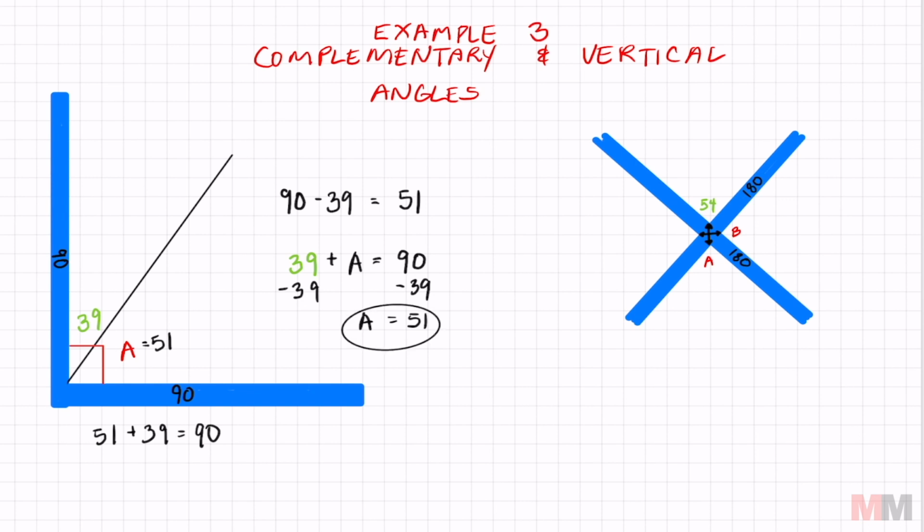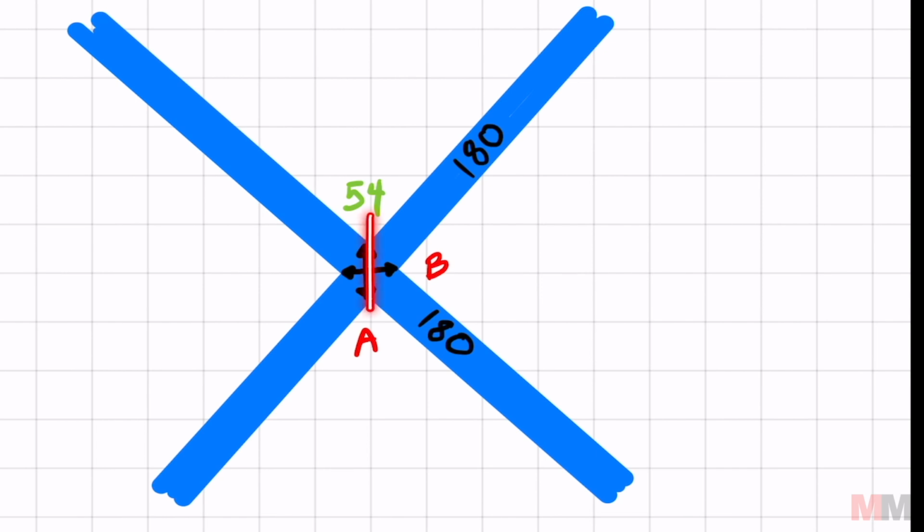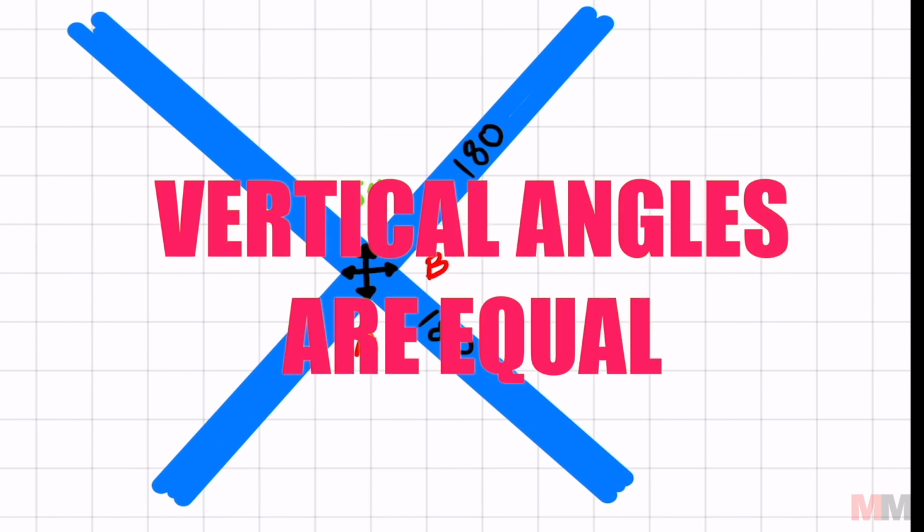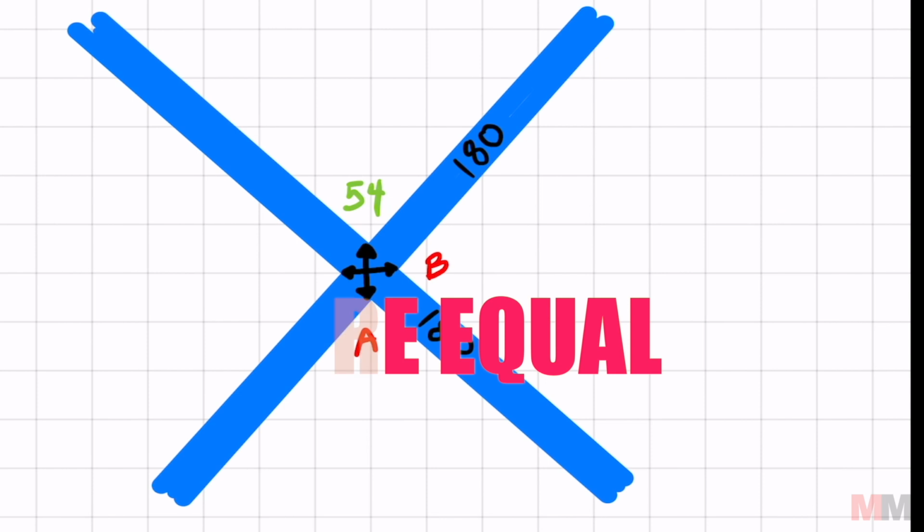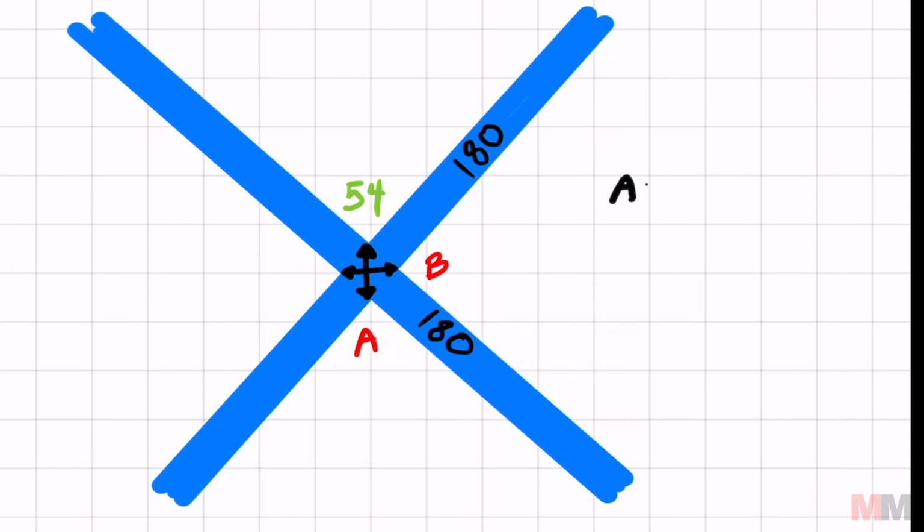The last one I want to go over are vertical angles. If they are across each other and it's made out of two lines, then the ones that are across from each other are going to be the same. You don't even need to do any math. You know that A will equal the same as the one across from it, 54.